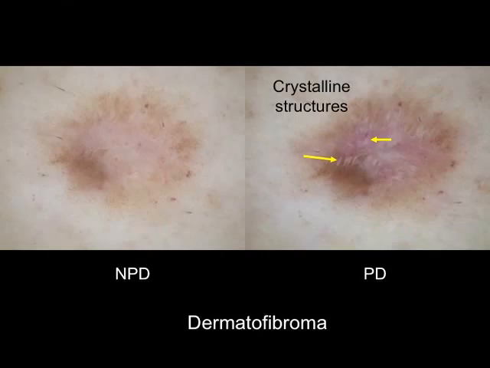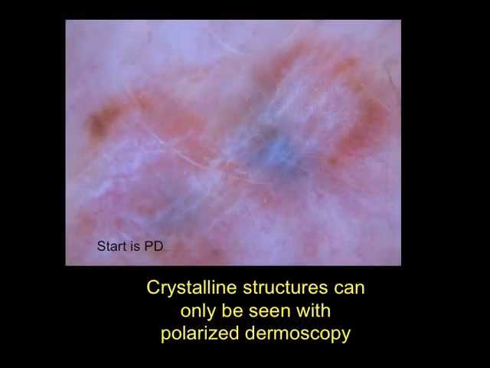And again, to make that point, here's a hypomelanotic melanoma. This is with polarized light, so you're seeing these strands, these white streaks. Now if we play this video, you'll see that as we toggle between, they come in and out of view. So the crystalline structure can only be seen with polarized light.